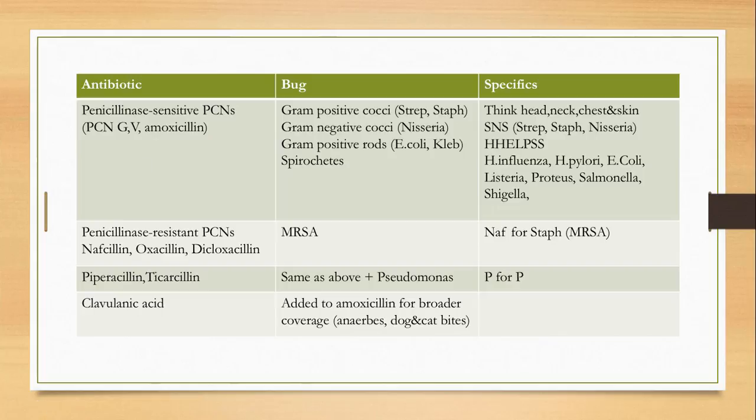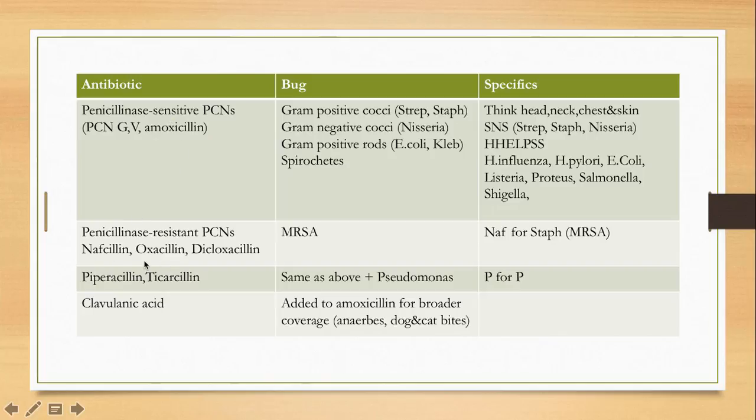So you have your penicillins and amoxicillin. So this is all your penicillins, starting from the lower strength to the higher strength, and then in the end you have your clavulanic acid, which just broadens the coverage for amoxicillin. So works for anaerobes as well. So that's why dog and cat bites are going to be healed with clavulanic acid, which when added to amoxicillin becomes augmented. So remember these penicillins.